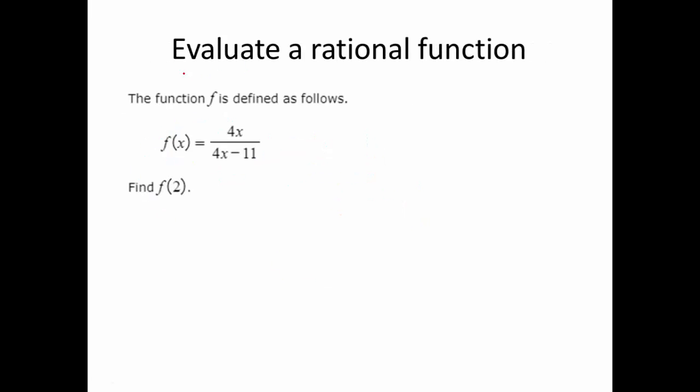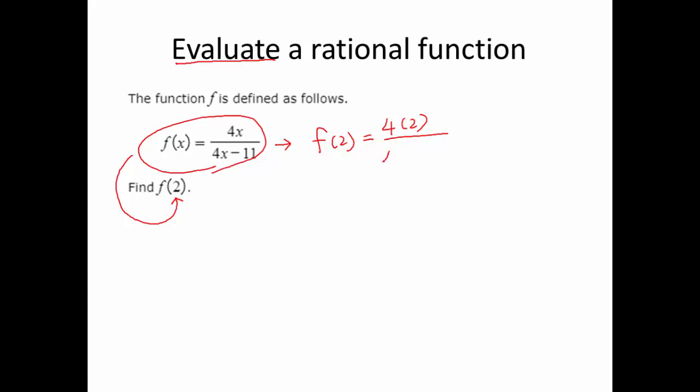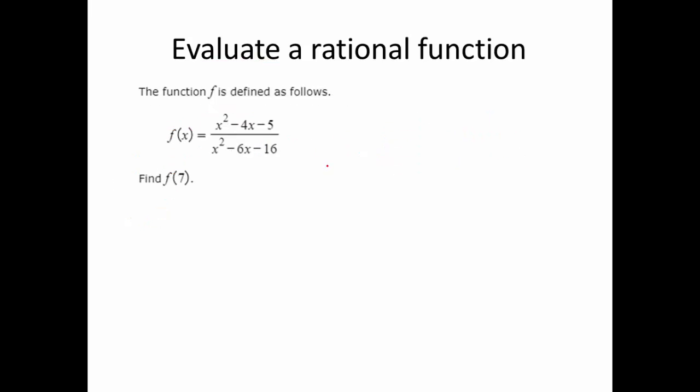The next thing we're going to learn is to evaluate a rational function. Evaluate basically means we want to find the value of this function when x is equal to 2. So all we need to do is just change all the x to 2. So 4 times 2 over 4 times 2 minus 11, which is equal to 8 over 8 minus 11, we have negative 3. We're done.